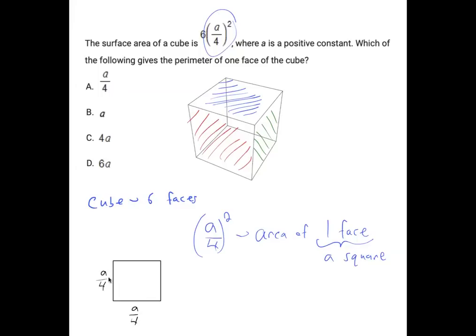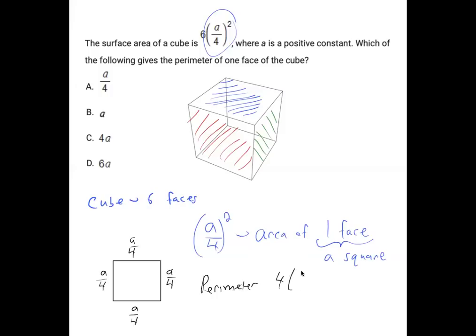So now we've kind of taken this down from the level of the volume to the area of one face to the length of one of the sides of the face. And now we're looking for the perimeter. Now the perimeter is just the sum of all the sides added up. So all 4 sides here are a over 4, we just found out. So the perimeter is going to be all 4 of those added together.